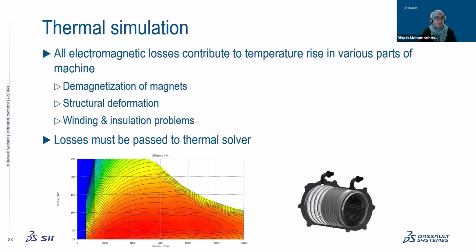And thermal simulation, which is also a very important aspect. A lot of the temperature rise comes from the electromagnetic losses that occur in the machine, which can cause various different problems, like the demagnetization of magnets, which we've seen earlier, and can also cause structural deformation, winding, and insulation problems. And so with the tools that we have, we can easily pass the electromagnetic losses to the thermal solver.